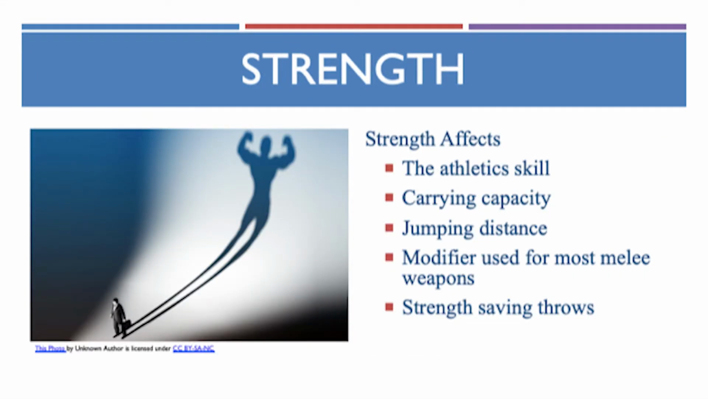Next, I'll talk about each ability score one by one. First is strength, which affects the athletic skill, carrying capacity, jumping distance, the modifier used for most melee weapons, attack and damage rolls, and strength saving throws, which you would use to avoid getting crushed.